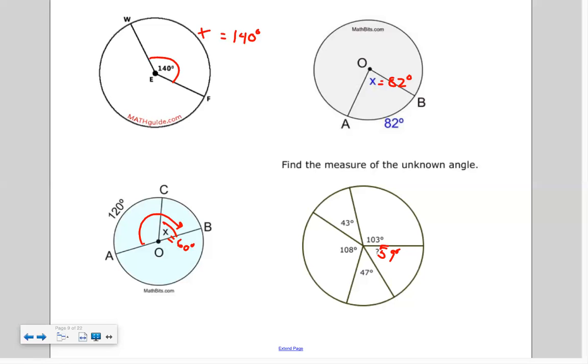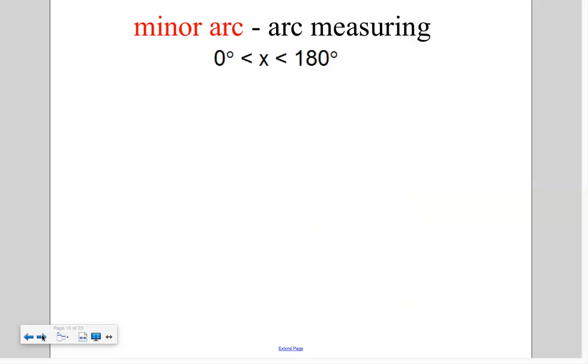I think central angles and arcs are fairly straightforward. When you start incorporating some of the other angles and some of the other things that can be constructed within the circle, that's where it gets a little more difficult. So there are a couple of different arcs that we can define within a circle. Minor arcs are the ones we've been working with. They're the ones that are between 0 and 180 degrees.